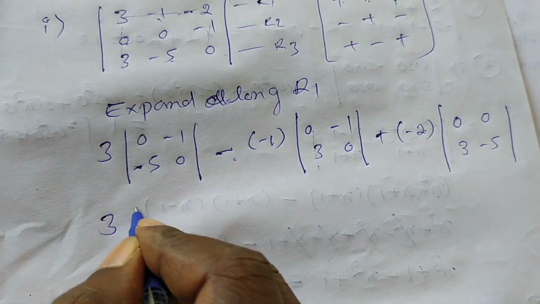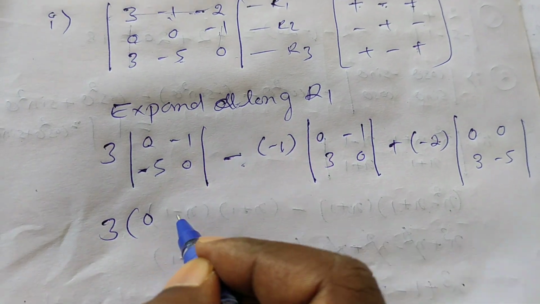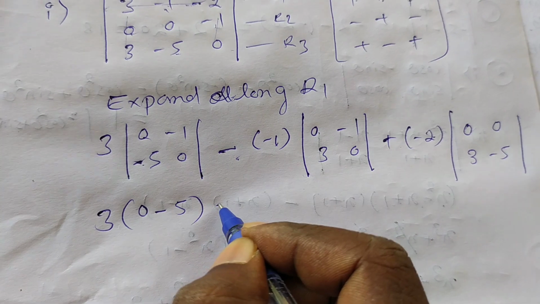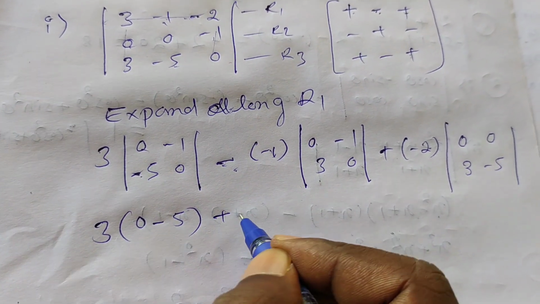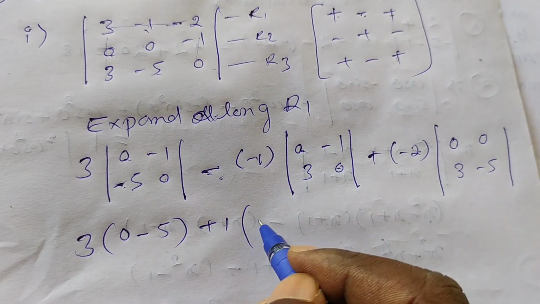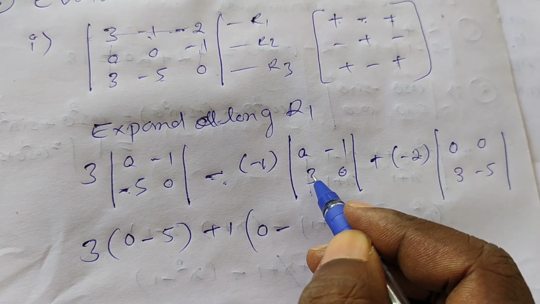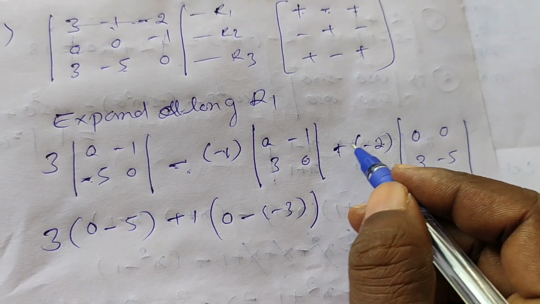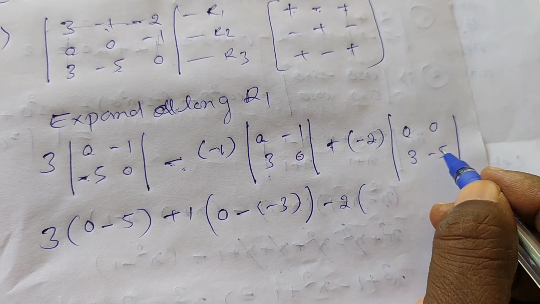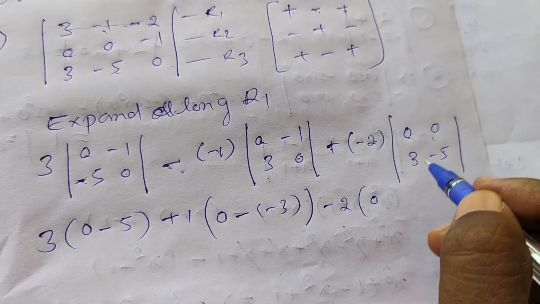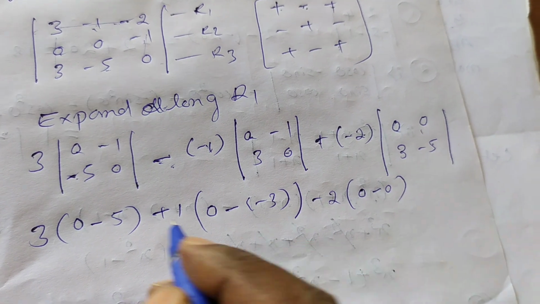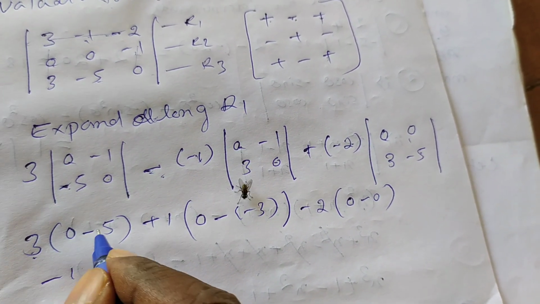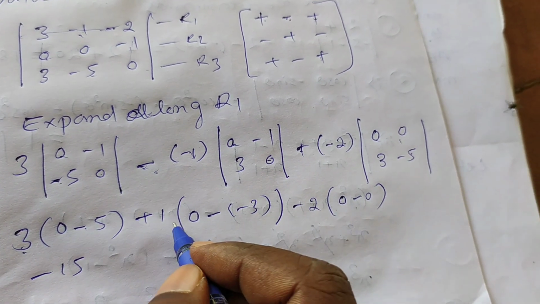Simplify this one. 3 into bracket, 0 into 0, 0. So minus 5 into minus 1, plus 5. Minus into minus, plus 1. 0 into 0, 0. Minus 3 into minus 1, minus 3. Minus 3. Plus into minus, minus 2 into bracket, 0 into minus 5, 0. 3 into 0, 0. Minus 0. So 3 into minus 5, minus 15.